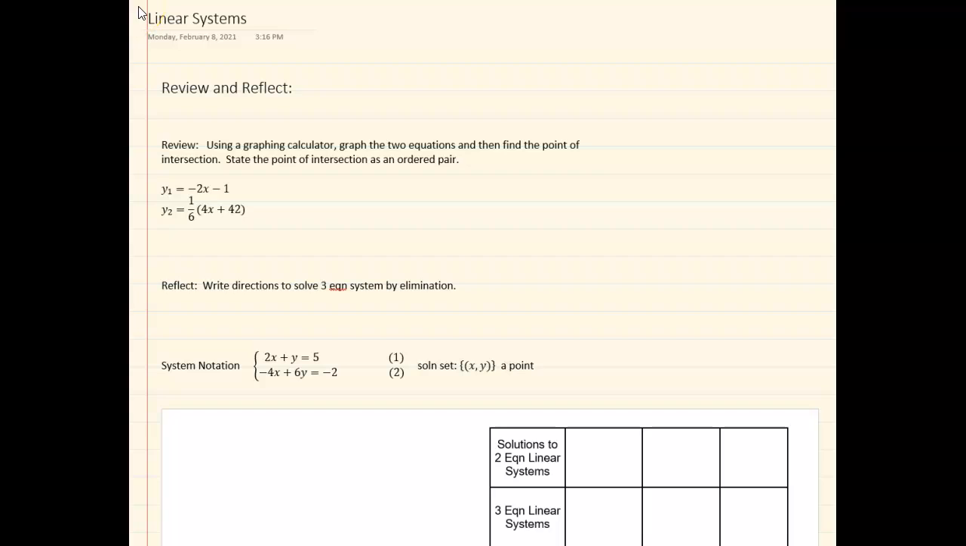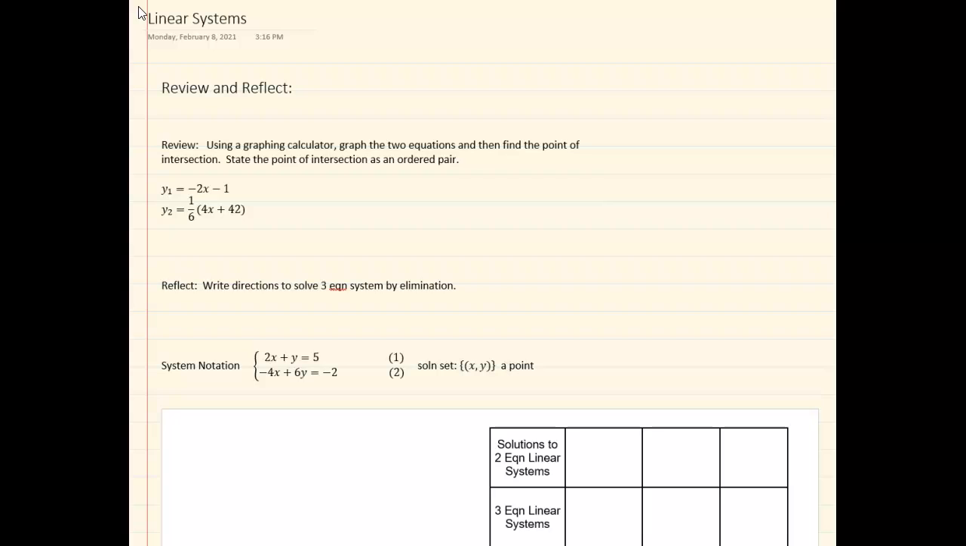This video will discuss the topic of linear systems. Before we begin, let's take a look at the review and reflect. We should be able to graph the two equations on a graphing calculator, find the point of intersection, and then state the point of intersection as an ordered pair. You may want to pause the video here and try this on your own.